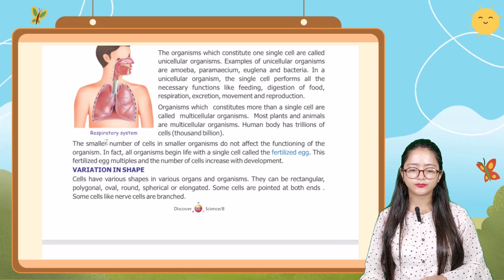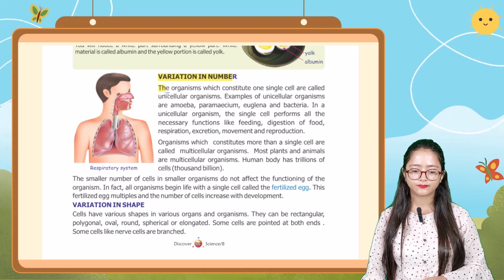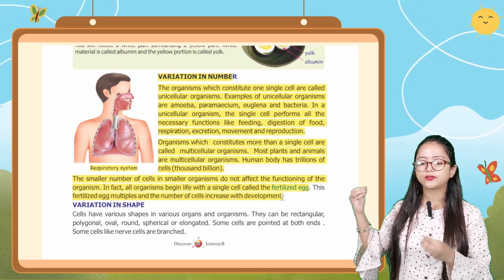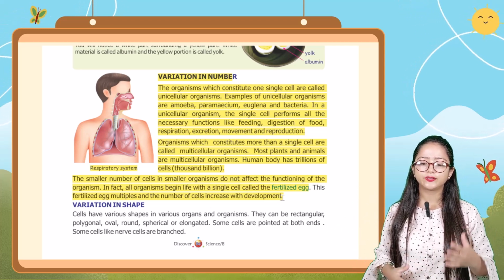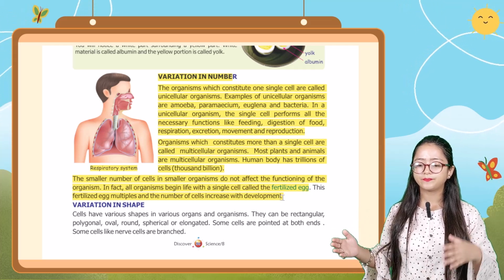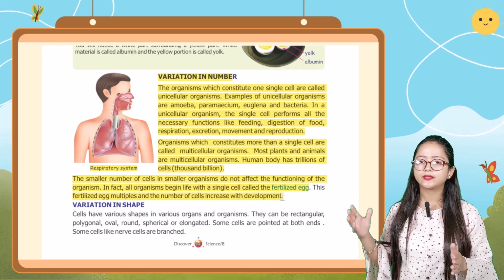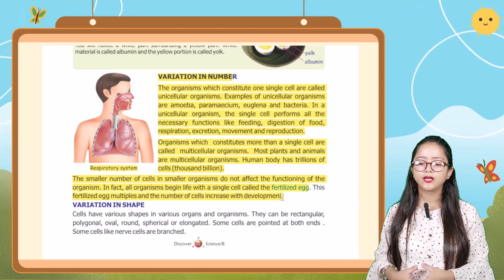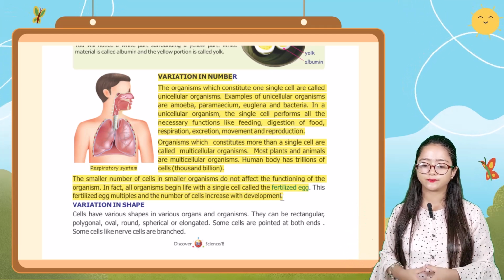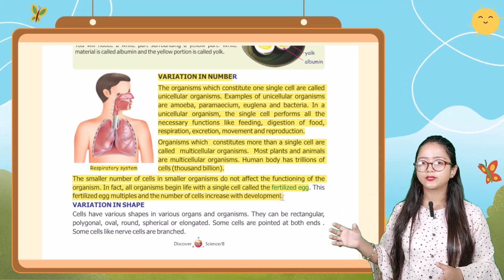Now let's talk about variation in number. The organisms which constitute one single cell are called unicellular organisms. Examples of unicellular organisms are amoeba, paramecium, euglena, and bacteria. In a unicellular organism, the single cell performs all the necessary functions like feeding, digestion of food, respiration, excretion, movement, and reproduction. Organisms which constitute more than a single cell are called multicellular organisms.